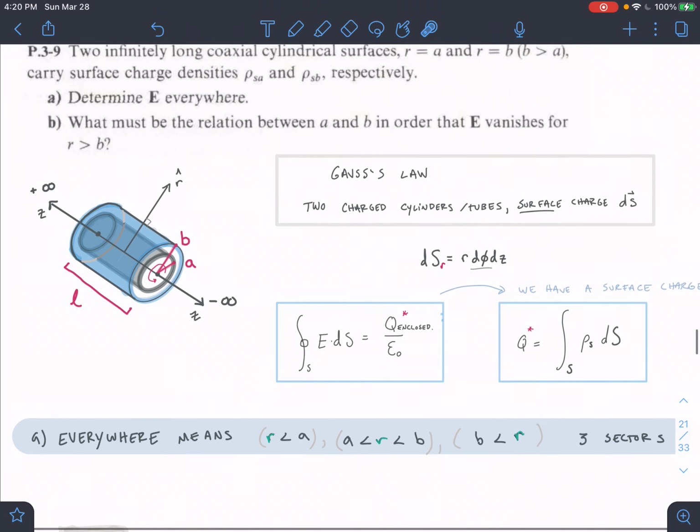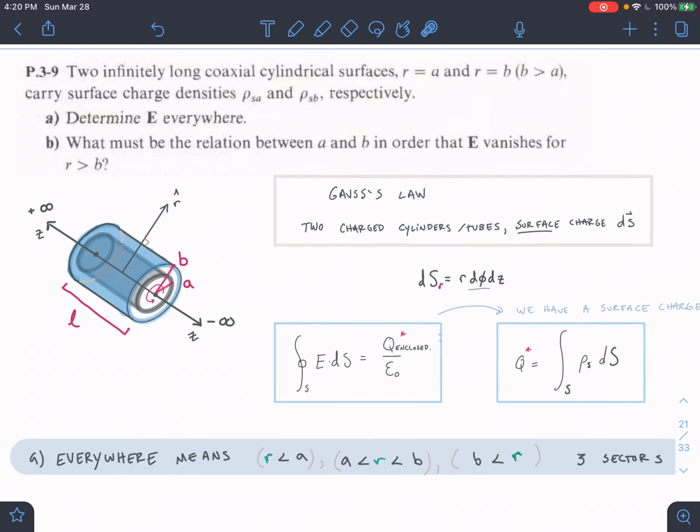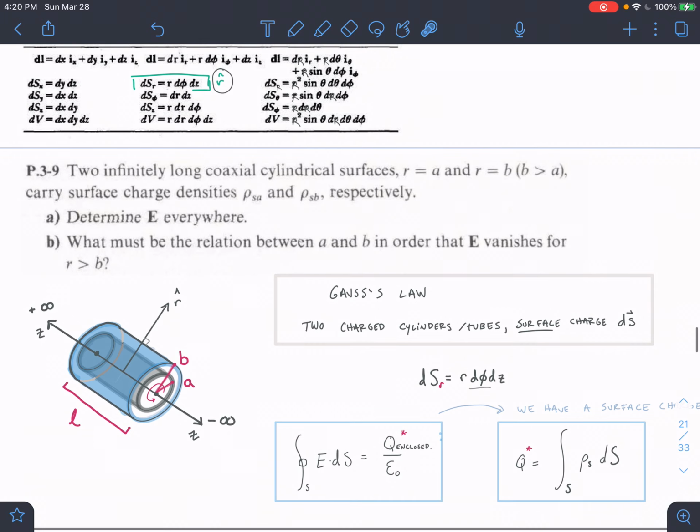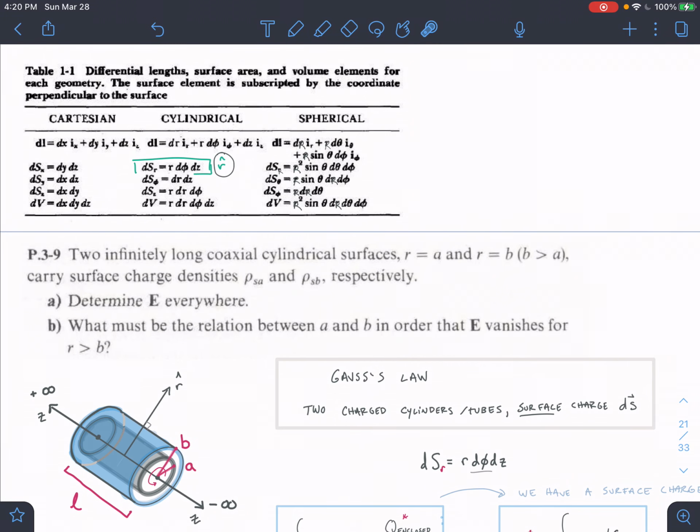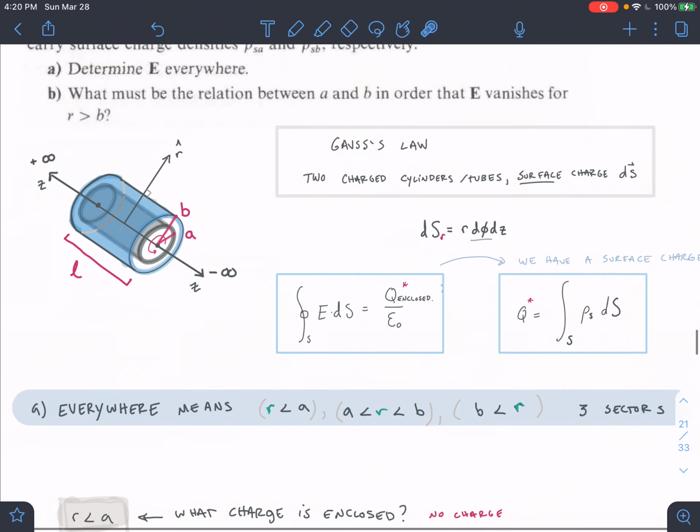To do that, we're going to use Gauss's law. To use it, we need to solve for the charge enclosed first, due to the surface charge density. So we need dS for a cylinder, the differential surface for a cylinder. We got this from our cheat sheet up here. We have dS_r, the surface that has the r hat vector perpendicular to it. The r hat vector is perpendicular to the surface of the cylinder, and this is the piece that we want. This will be included in the description below. I've used this cheat sheet in previous videos, but just for reference for this one as well.